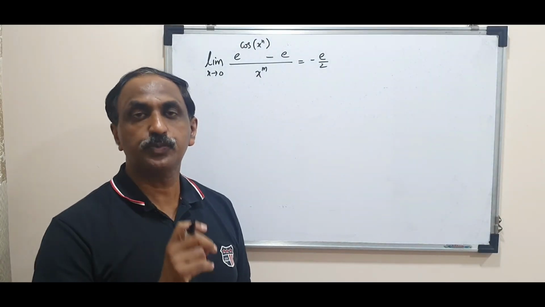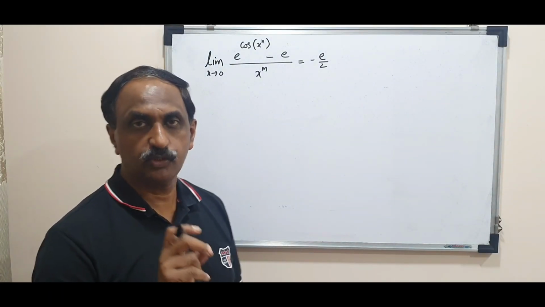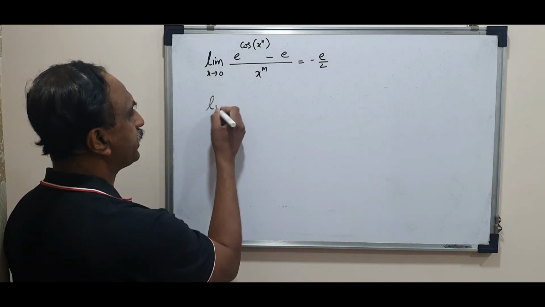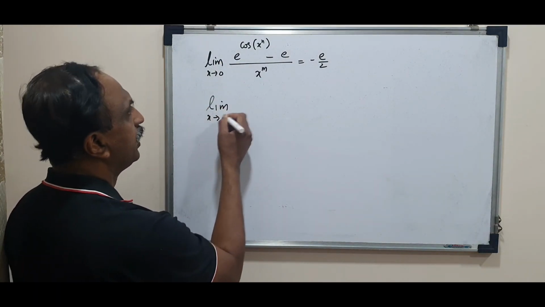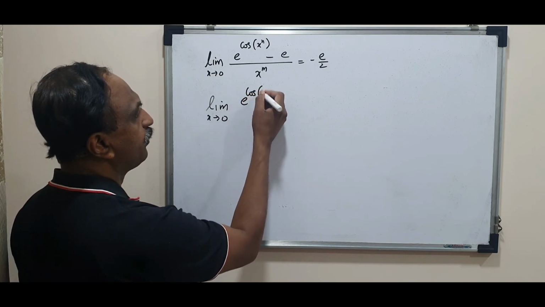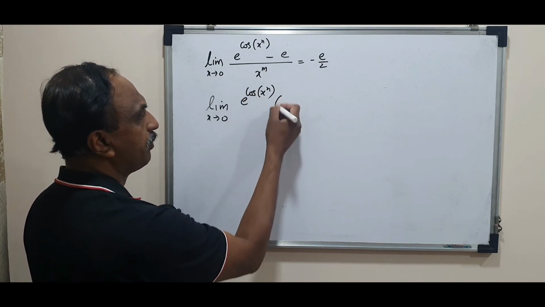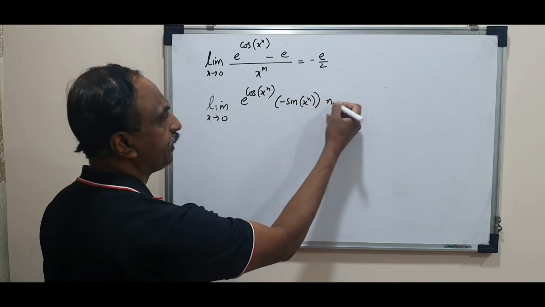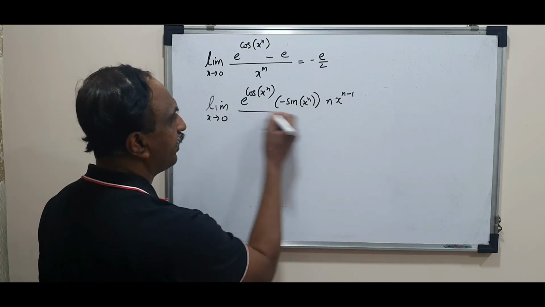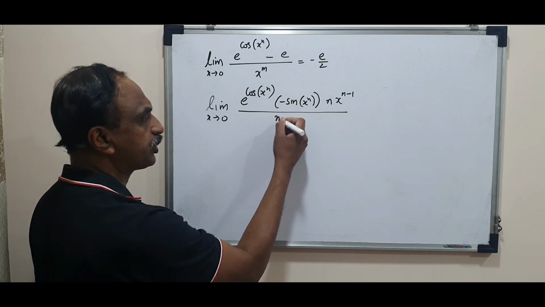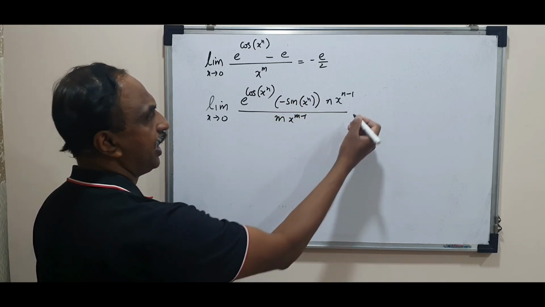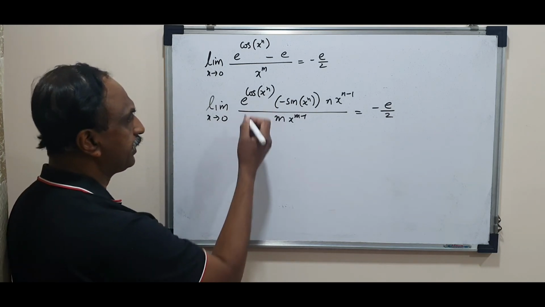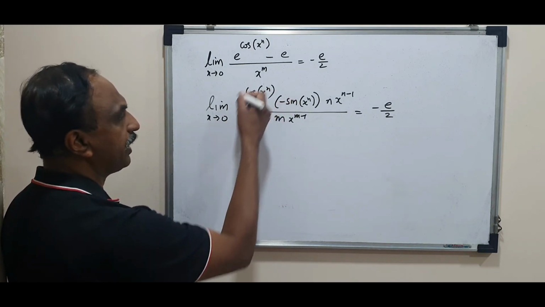We can also do this problem by derivative method. So let's see how it works in derivative method. When you differentiate the numerator, it becomes e raised to cos of x raised to n, minus sine of x raised to n into derivative of x raised to n, divided by derivative of x raised to m, and that limit should be minus e by 2. Now I can here directly apply the limit.